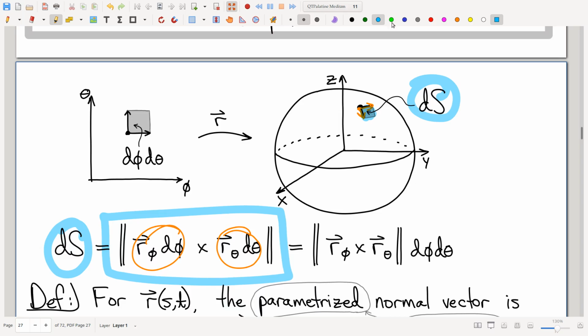And if I want to relate that to my input area, d phi d theta, notice that the d phi and the d theta just factor right out. Linear algebra and all that, right? Make sure you're clear on why they factor out. That's just a couple of facts from linear algebra.